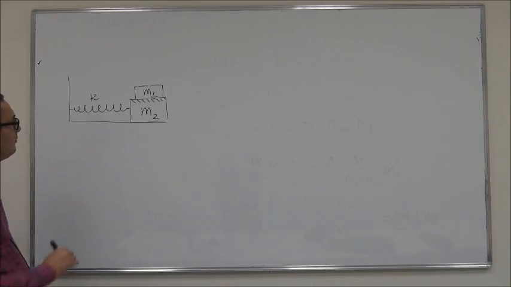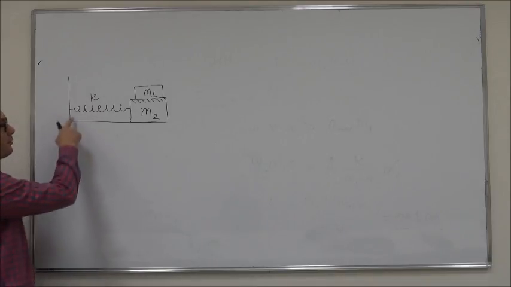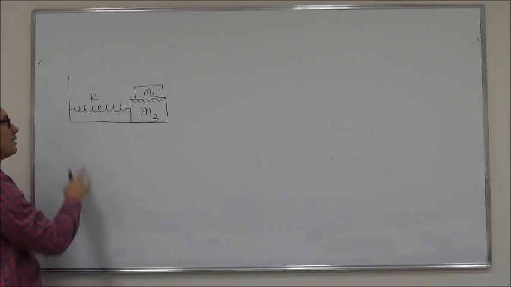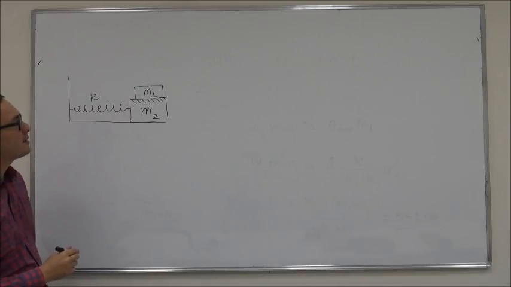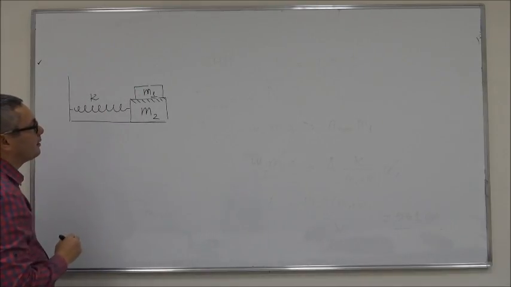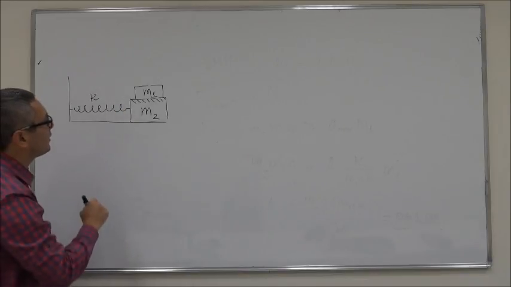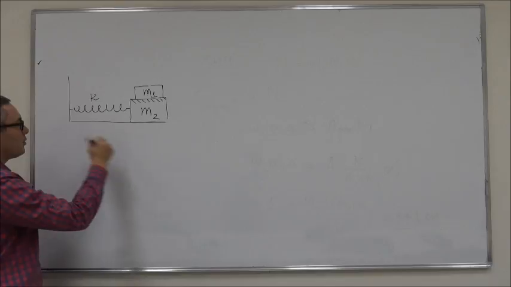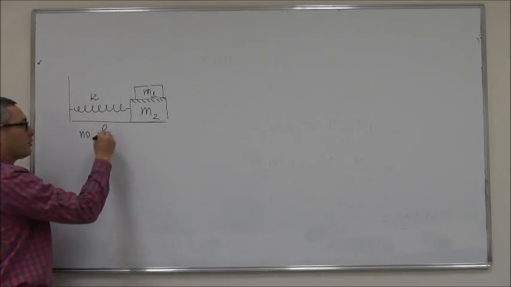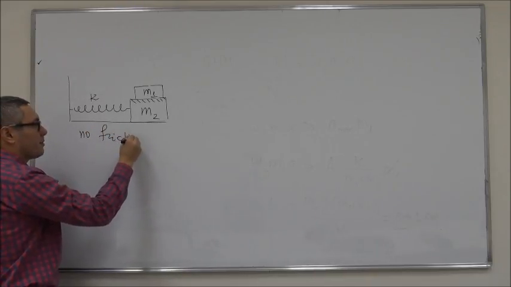So in this question, we have a system consisting of a spring and two masses. The spring is attached to the lower mass, and then the smaller mass is sitting on the first one. The masses have different values, so this is M1, the smaller one, and M2 is the bigger one. The floor is said to be without friction, so no friction.